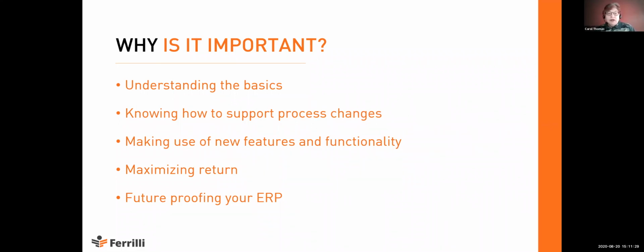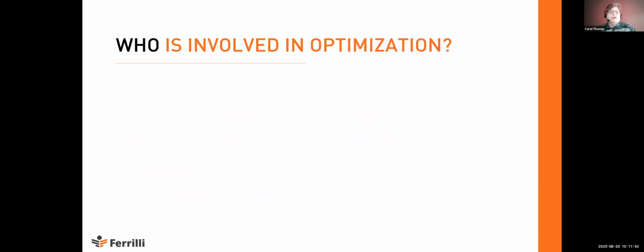And we do know some schools had an easier time with the adjustments that needed to be made as of March and April and May of this year, and some had more difficult times with it, and part of it was this understanding and knowledge of their system. So who is involved in optimization?